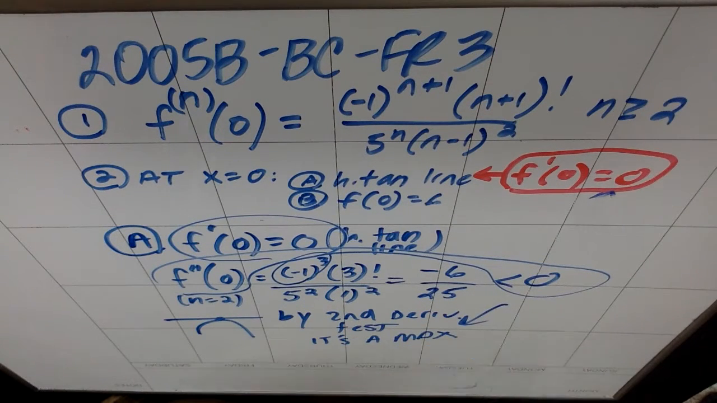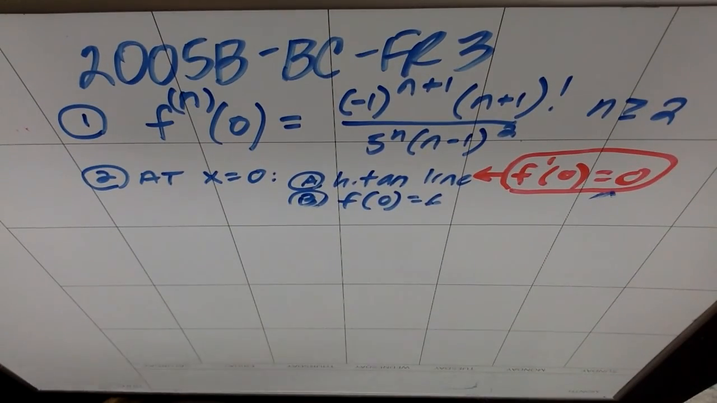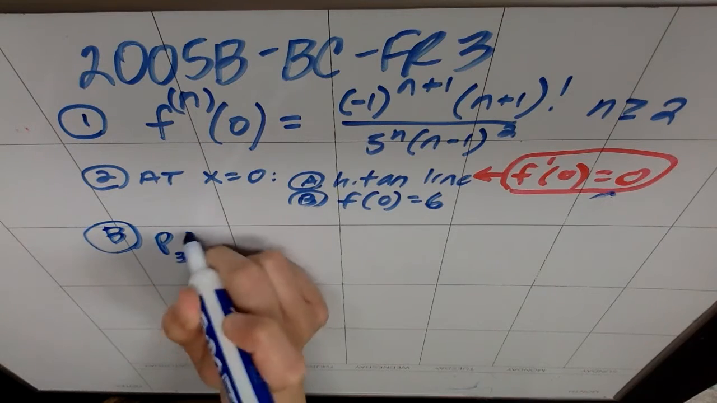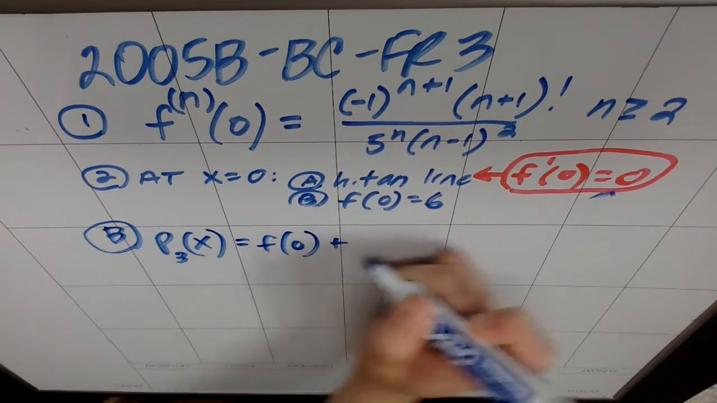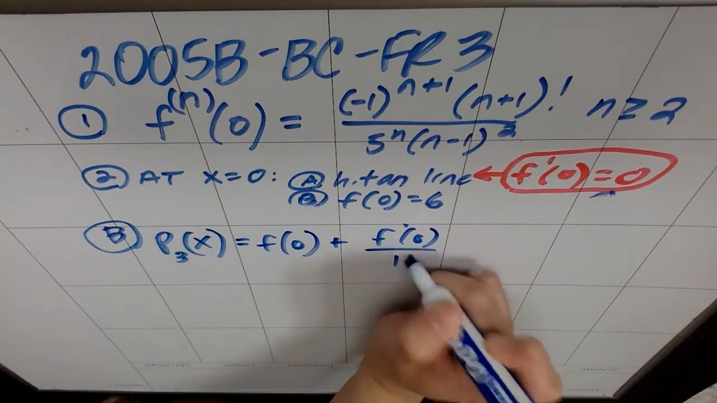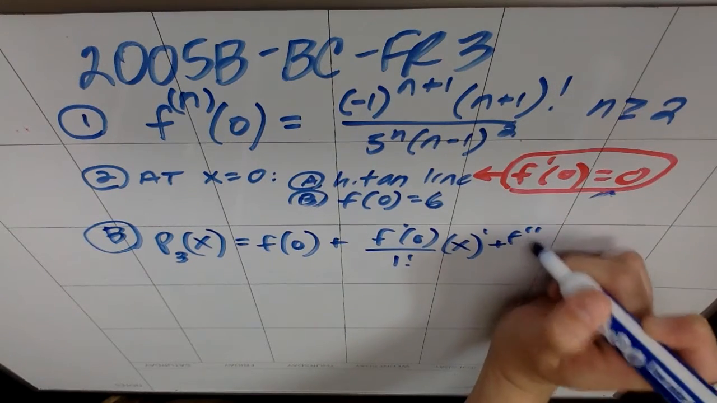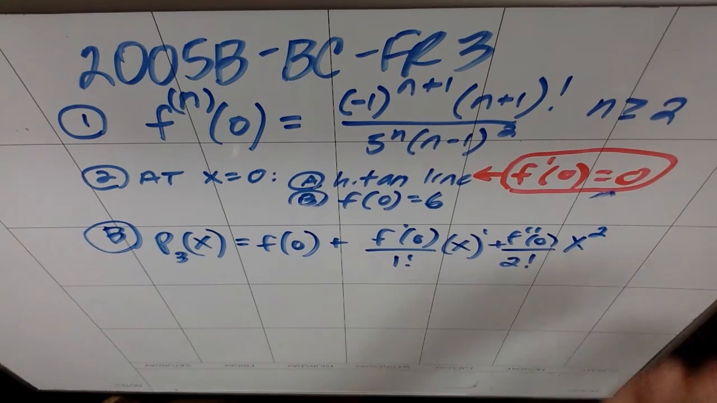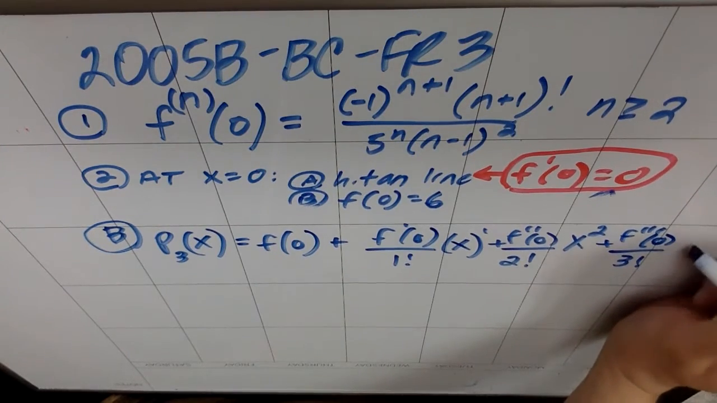Part B, write the third degree Taylor polynomial about x equals 0. Cool. So it would be worth keeping the fact that I just found that negative 6/25. So, okay, for part B, p sub 3 of x is going to be f of 0, plus f prime of 0 over 1 factorial, which is just a 1, times an x minus 0 to the first, plus f double prime of 0 over a 2 factorial, times an x minus 0 to the second, plus f triple prime of 0 over 3 factorial times an x cubed, right?